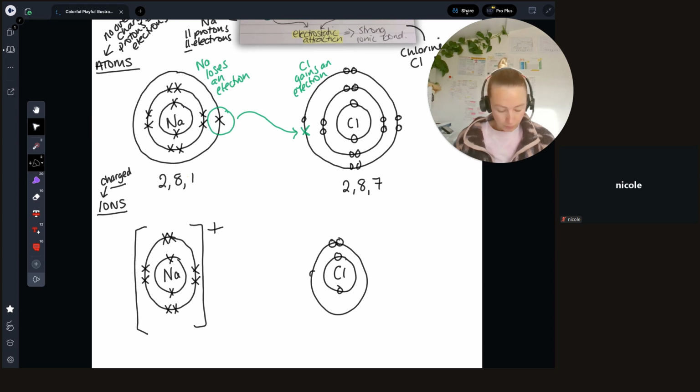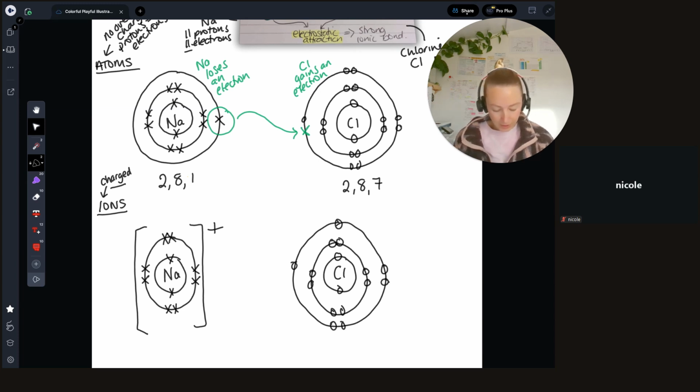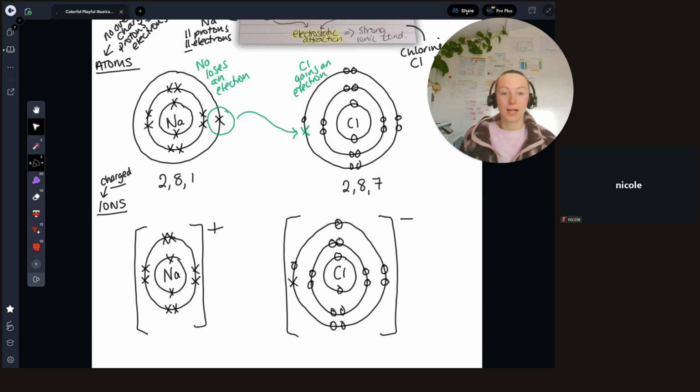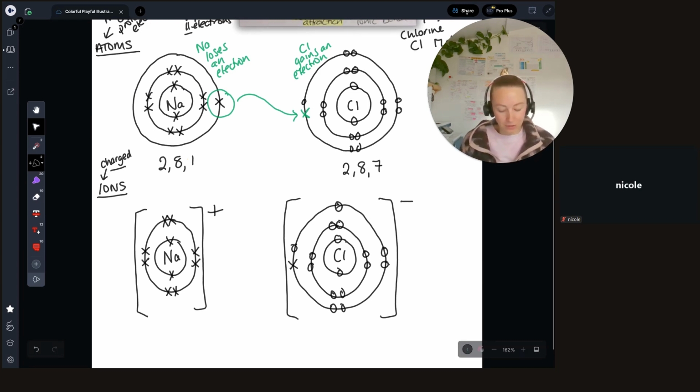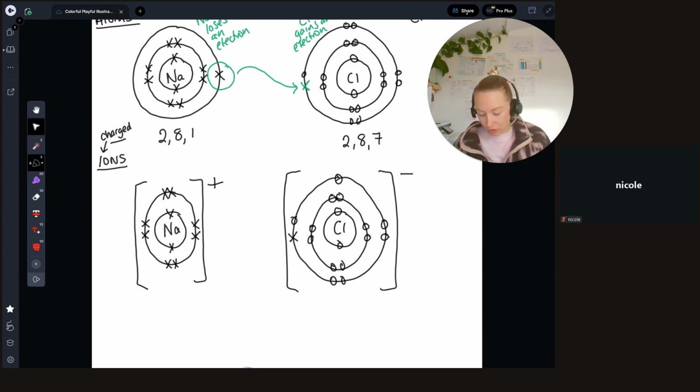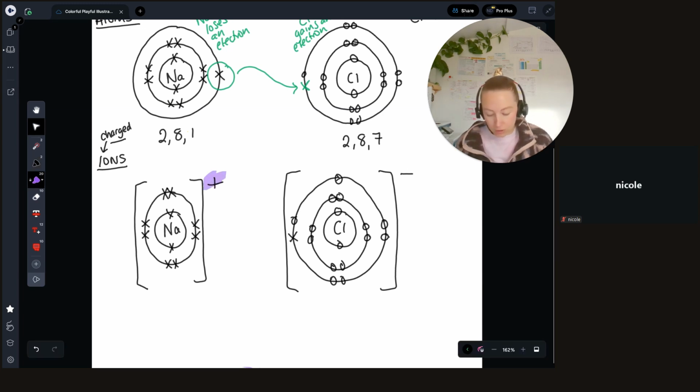And the chlorine we're going to redraw as well. You're going to draw 2, 8, and then on this outside shell, the same as before, except now it has an additional electron that has come from that sodium. So this time we've got an extra electron rather than an extra proton, which means that that ion is going to be negatively charged.